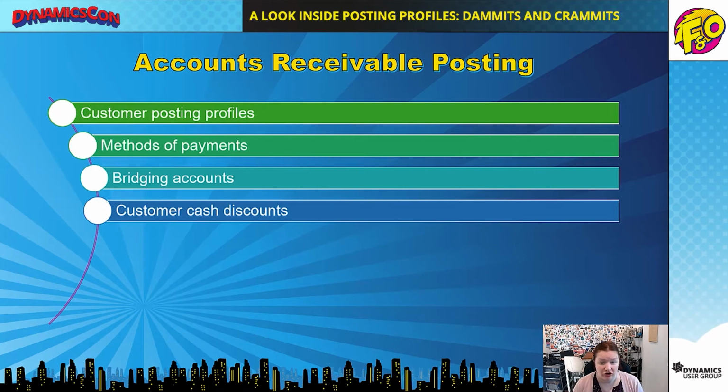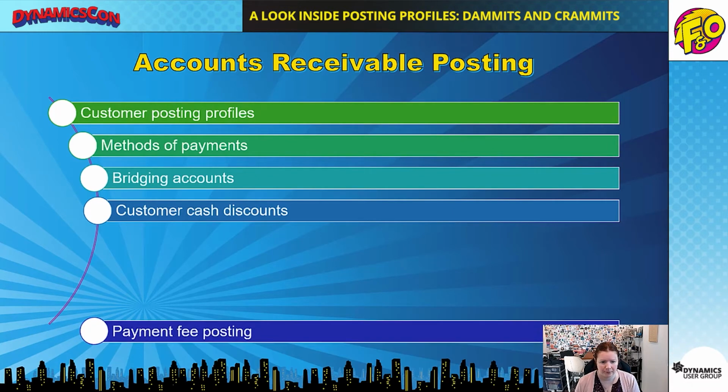If your organization chooses to offer cash discounts to customers for quick payment, you'll need to configure cash discount codes and determine how the discounts should be posted to the general ledger. There are a variety of options available for specifying the main account to be used for posting customer cash discounts. We won't be going into those in detail, but you can find more information on the docs site.